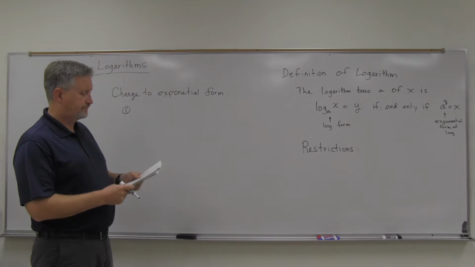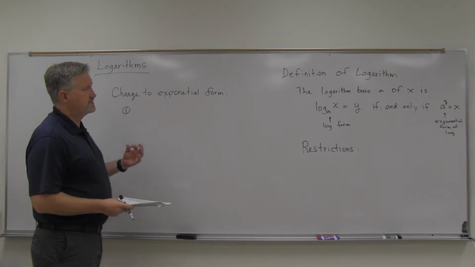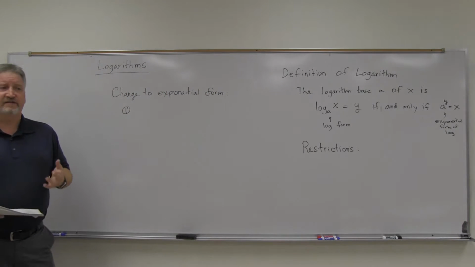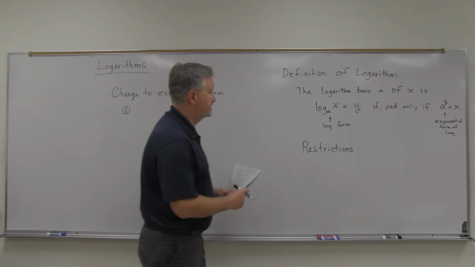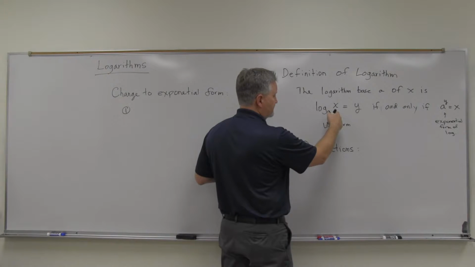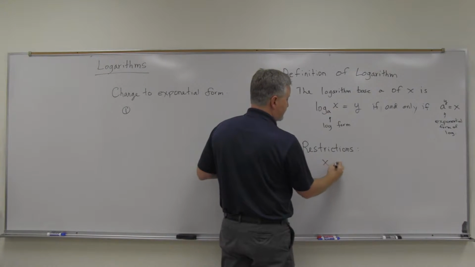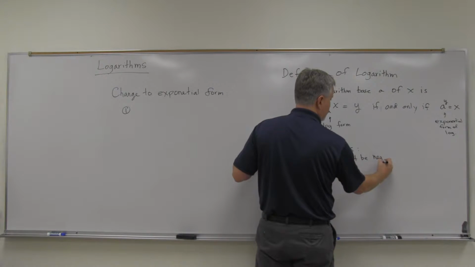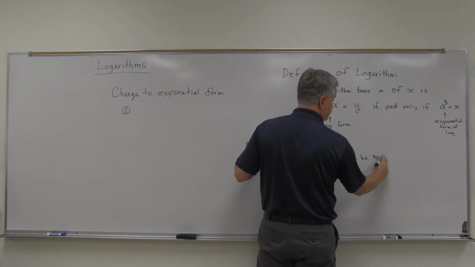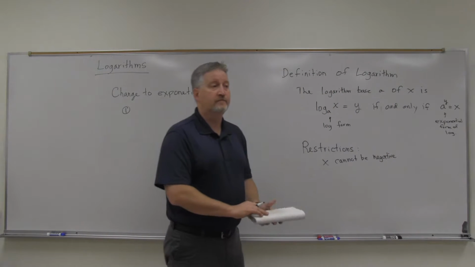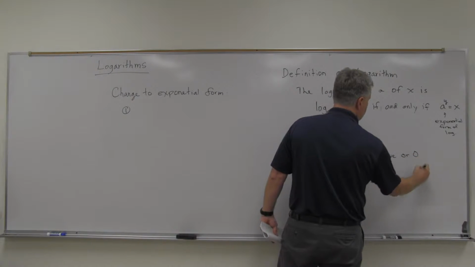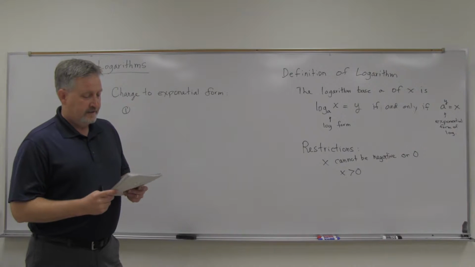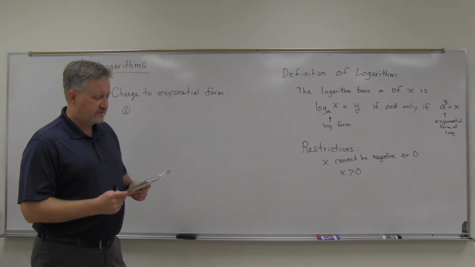Logarithms do have restrictions. The main one, I guess you might say, is that the value of x, you cannot take the log of a negative number. We're talking about real numbers here. So the way we can state that is x, up here in this definition, cannot be a negative number, or 0 either. It has to be greater than 0. It can be a fraction. So x has to be greater than 0, that's another way to put that. It has to be positive.